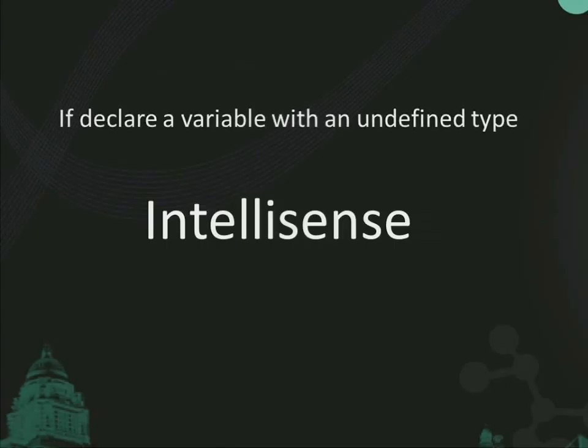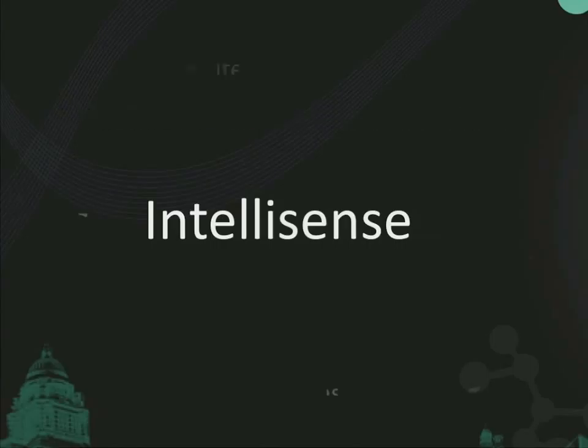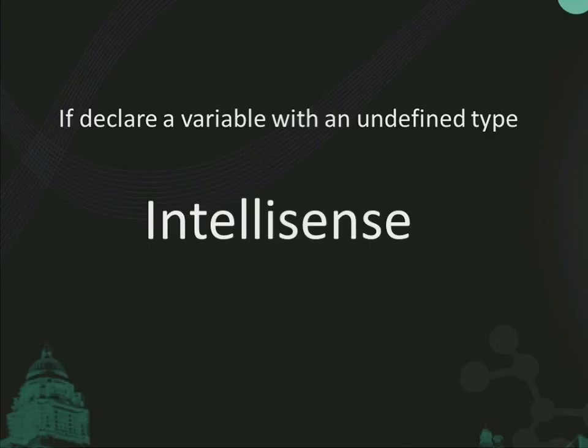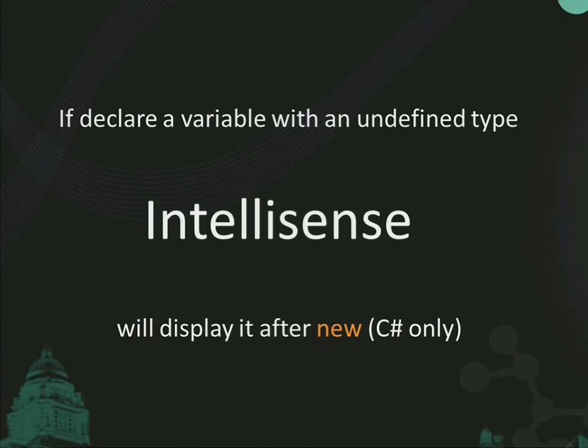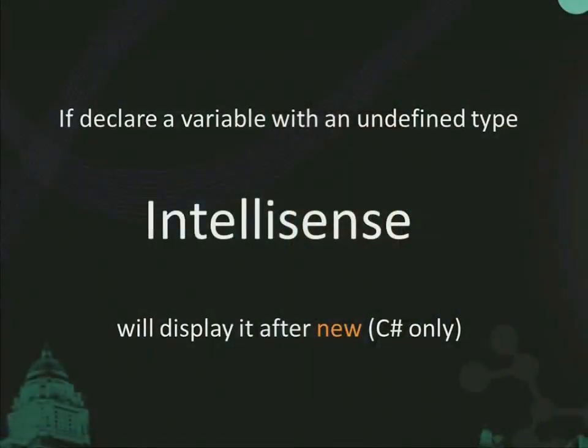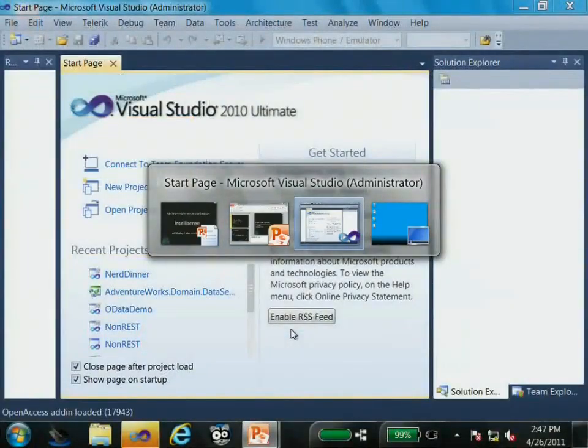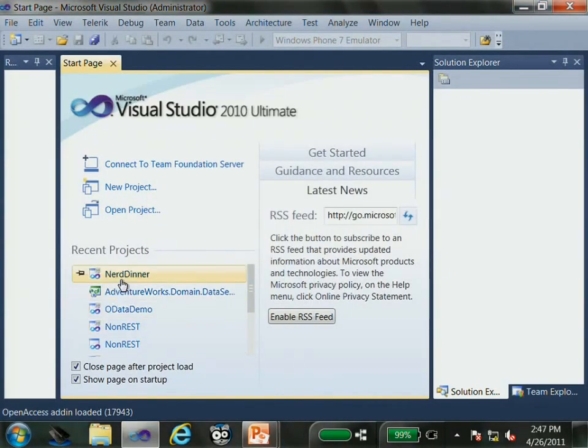The other cool thing that's new with IntelliSense is that if we declare a variable with an undefined type, it's going to display after the new keyword. This is very useful if you're doing code first development, mocking, or creating a unit test when you actually haven't written the code yet. So let's jump over to Visual Studio and make sure it's loaded up. We have a late start. I'm going to open up Nerd Dinner as a project to start typing in.